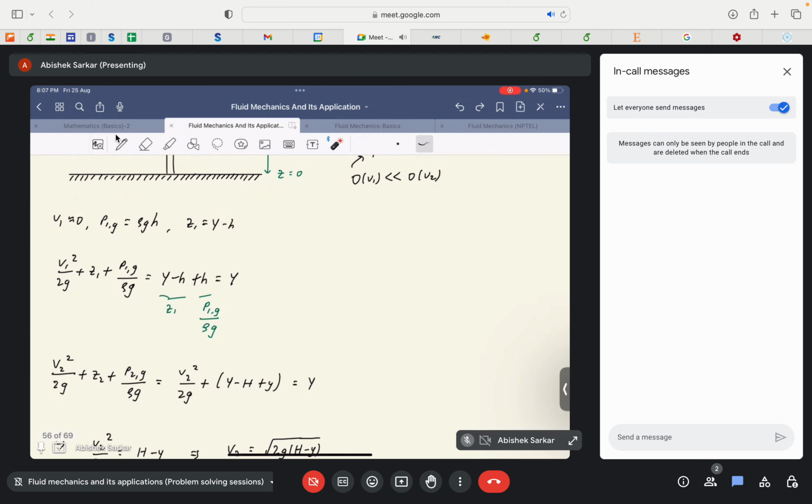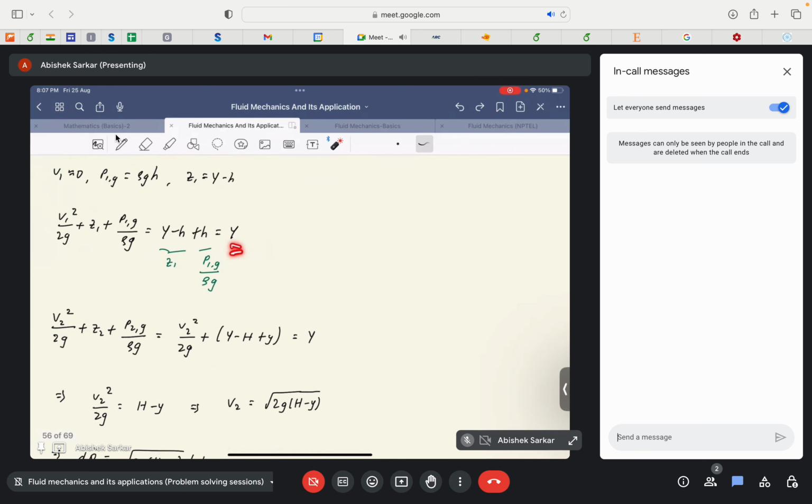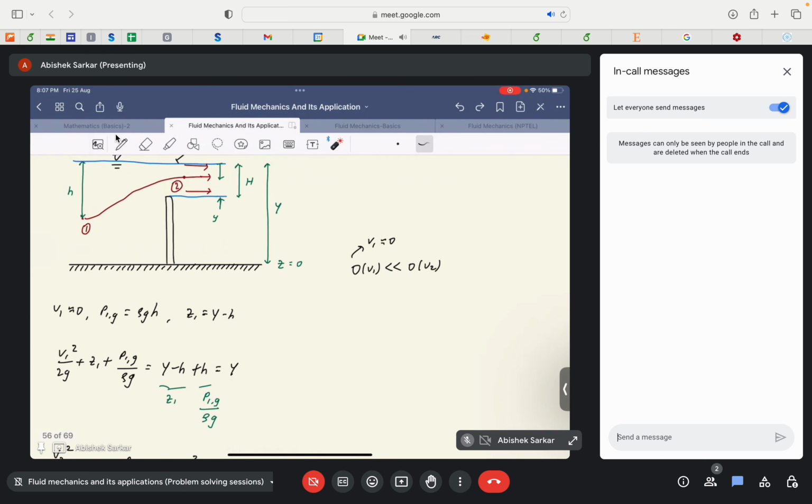So substituting that in this equation, we get that v1 is 0, so this is 0, z1 is equal to y minus h, and p1 by rho g would be h. Just divide this by rho g, so we have v1 square by 2g plus z1 plus p1 by rho g is equal to y. Again, we follow a similar procedure for point 2.